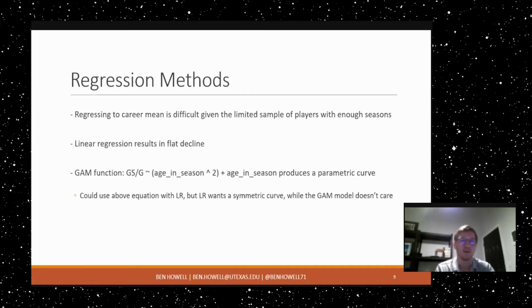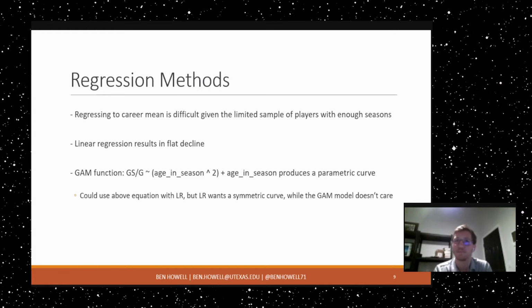Taking this a step further to develop the overall aging curves, I talked about the difficulties in regressing relative to the career means for players, given our limited sample. So I tried two methods, linear regression and a GAM. Using a linear regression, I threw game score relative to average as a function of age and season, naturally resulting in a straight line, which I will show you in just a minute. But for the GAM, I tried using a quadratic function to produce the nice parabola curve that happens when you square things.